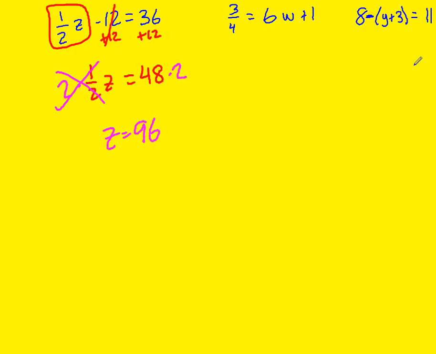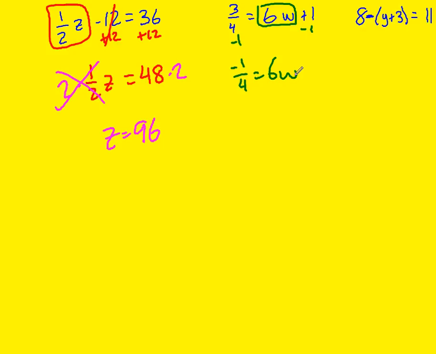Okay, similar thing happening in this next problem. First off, here's the term with the variable. Get it by itself by subtracting 1 from both sides. 3/4 minus 1 is going to give you a negative 1/4 equals 6w.